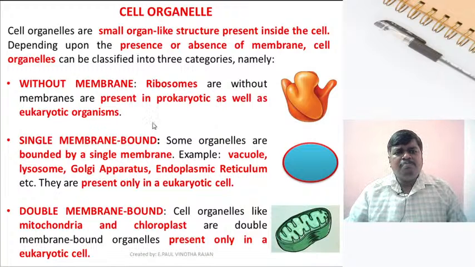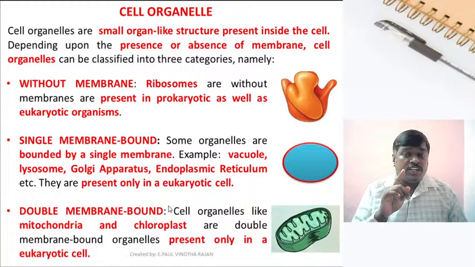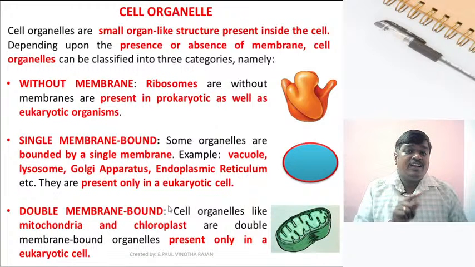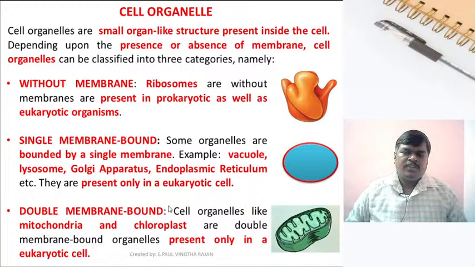And there are single membrane bounded organelles: vacuole, lysosome, Golgi apparatus, endoplasmic reticulum. They are present only in eukaryotic cells, because, understand children, these membrane bounded organelles are absent in the case of prokaryotic cells. They are present only in eukaryotic cells.